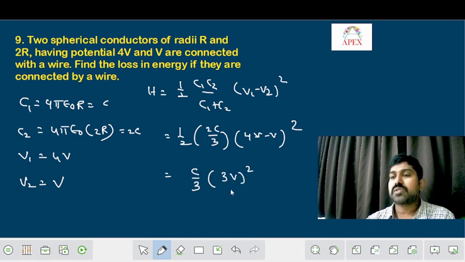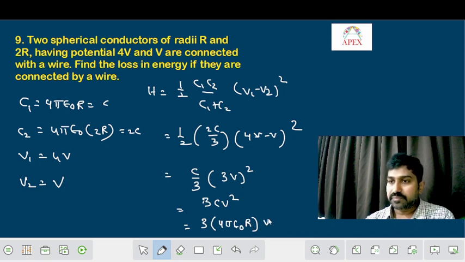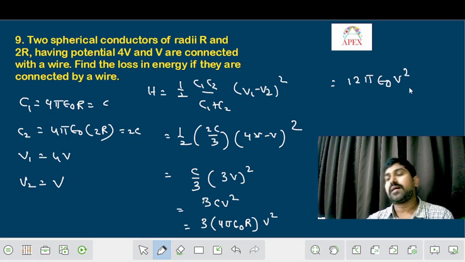3V whole square, and this one is 3 square, 9 only, na? 3 3s are 9 only, then 3CV square. And of course, what is given for C? C we considered as 4 pi epsilon naught R, na? So 3 into 4 pi epsilon naught R into V square. And finally it is equal to 12 pi epsilon naught R V square is the answer.